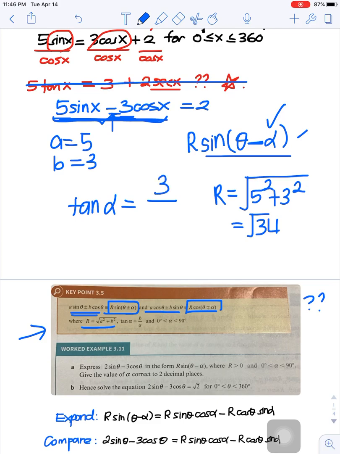And then what is my a value? It is 5. So by doing this, they are saying you can actually get the alpha. And what is our alpha? It is 30.96. So this is our alpha.